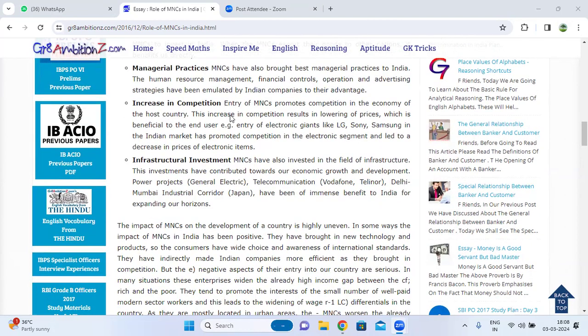Increasing competition. The multinational corporations promote competition in the economy of the host country. Competition results in lowering of prices, which is beneficial to end users. Example: the entry of electronic brands like LG, Sony, Samsung into the Indian market promoted competition in electronic segments and led to a decrease in the prices of electronic items.